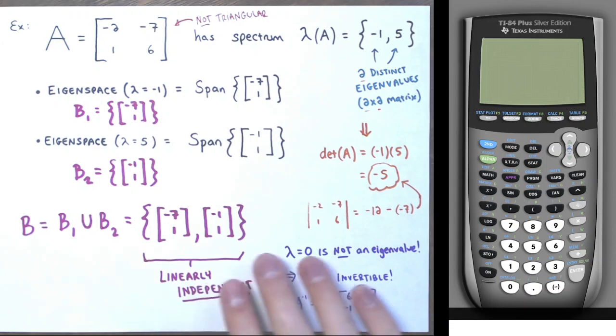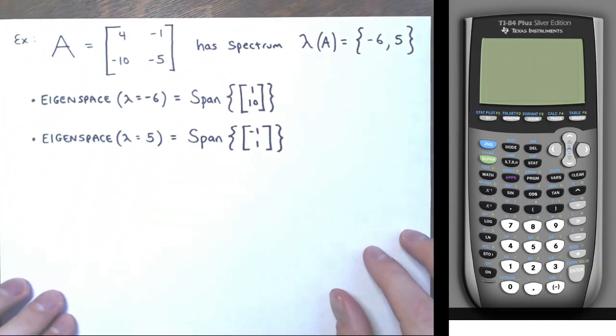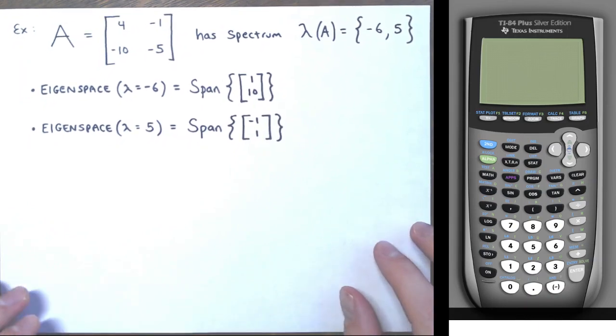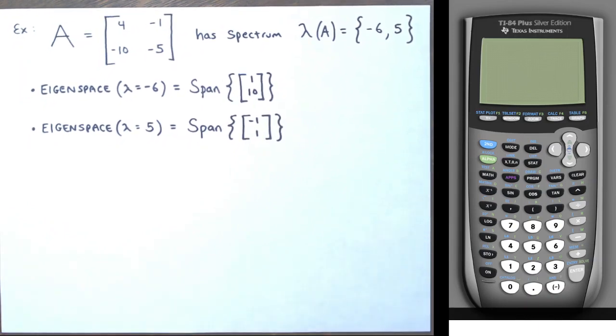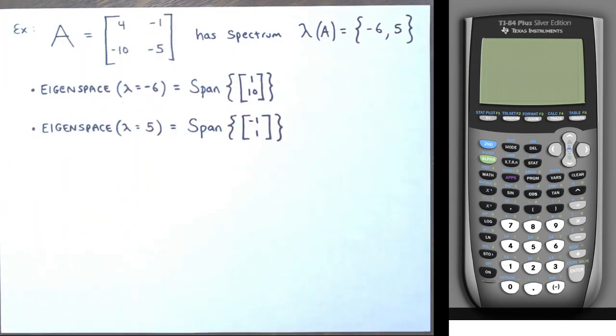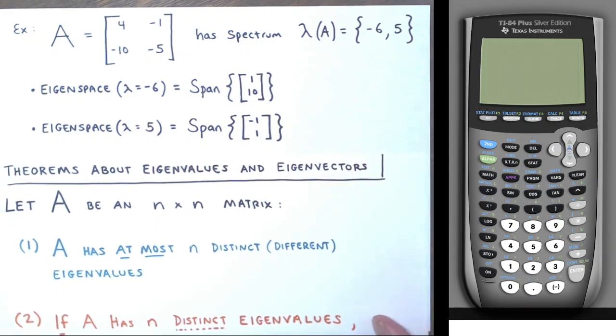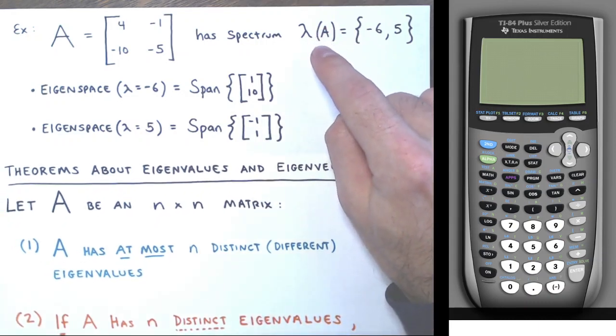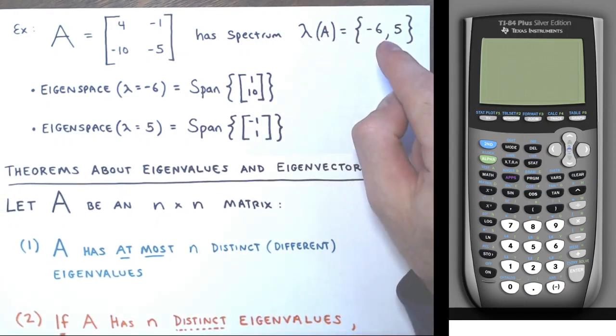All right. My next example, another 2 by 2 matrix, very similar. This is another one I had up in a previous video. This 2 by 2 matrix has columns 4, -10 and -1, -5. And again, I have found the eigenvalues already. So the spectrum of A is -6 and 5.